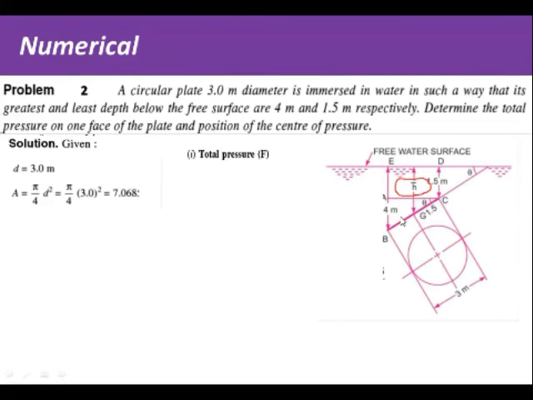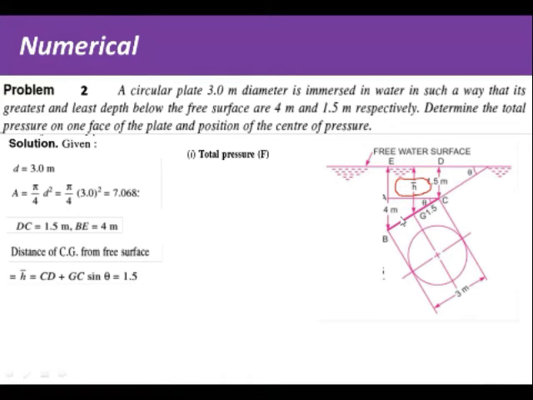So in the given problem, diameter was given to us as 3 meter. So area was pi by 4 d square. So pi by 4 3 square, so it comes out to be 7.068 meter square. Okay. Then BC was given to us as 4 meter. We had seen, so distance of CG H bar, that was CD plus GC sin theta. Okay. अभी sin theta के लिए हमने already calculation देखा है. So as per the given figure, this sin theta is AB upon BC.